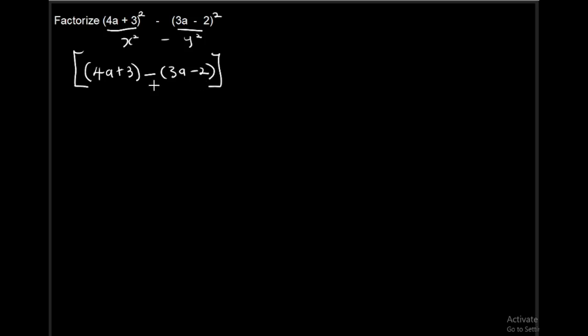So this is the first bracket. Now we'll go to the second bracket. Remember, it is (x − y)(x + y). We've gotten x − y, now it's time to get x + y. So again, we go 4a + 3 plus the second term, 3a − 2.